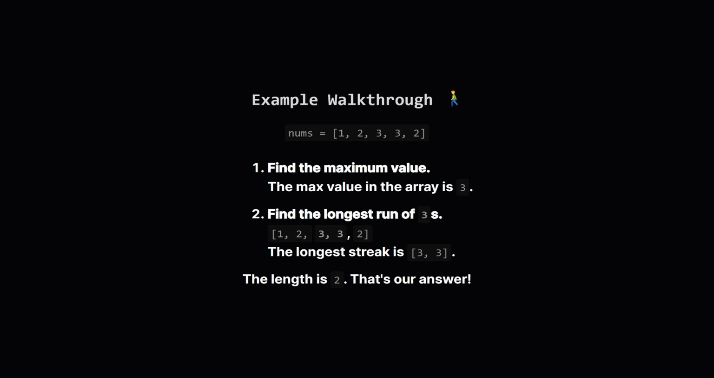Let's walk through the first example to see this in action. The input is 1, 2, 3, 3, 2. First step, what's the biggest number? It's 3. Great. Now, we just scan the array, looking for the longest consecutive block of 3s. We find one right in the middle, a 3, followed by another 3. That streak has a length of 2. And that's our final answer.